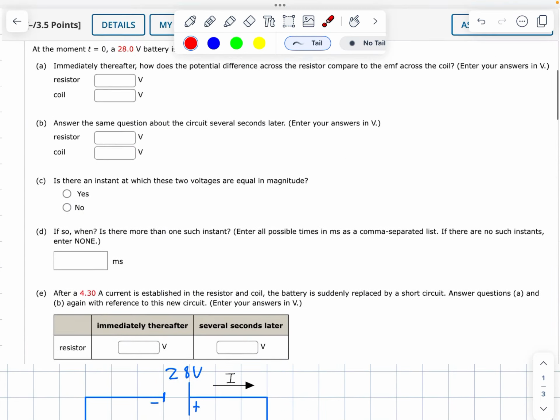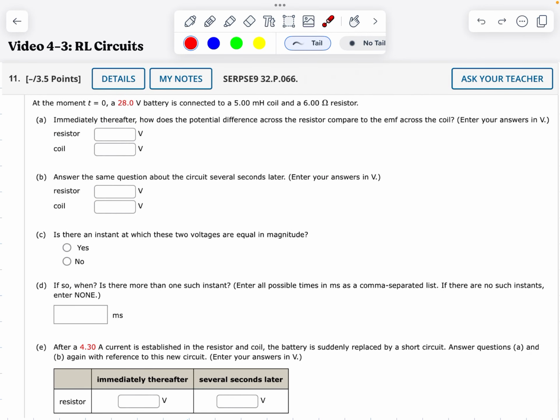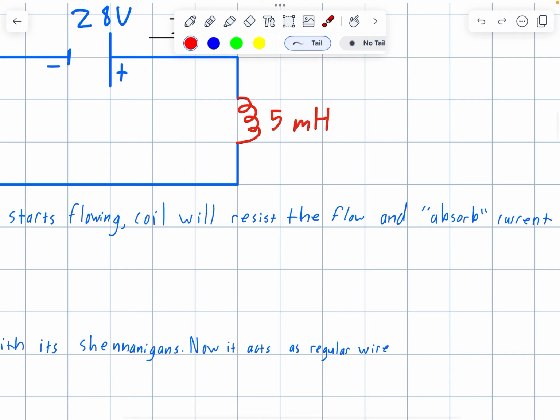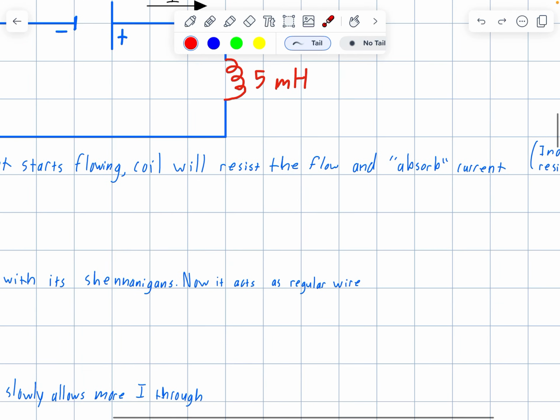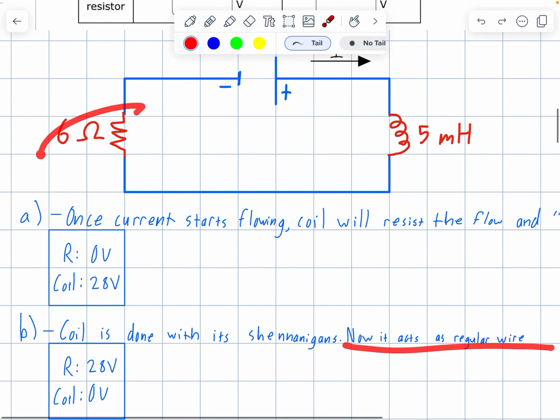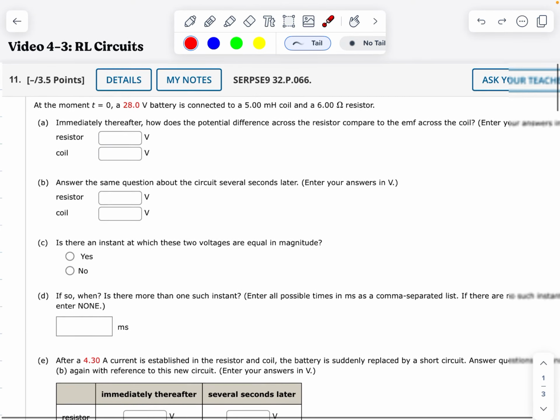So then B asks what happens after several seconds later. And that's when the coil is done with its shenanigans. It's not resisting the change in current anymore. So now it just acts as a regular wire. So we got our full 28 volts in the resistor, and then just nothing in the solenoid, 0. Okay, pretty easy part A and B.